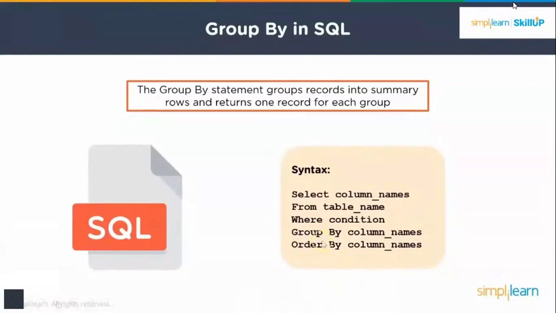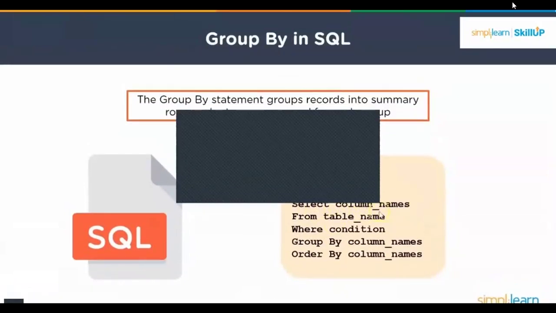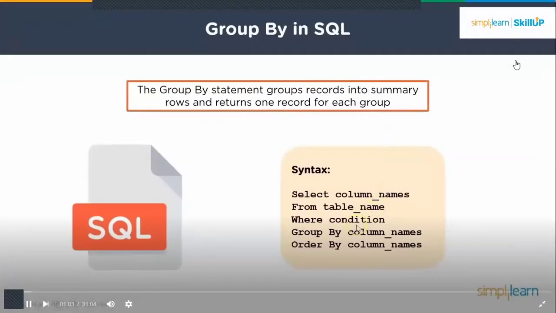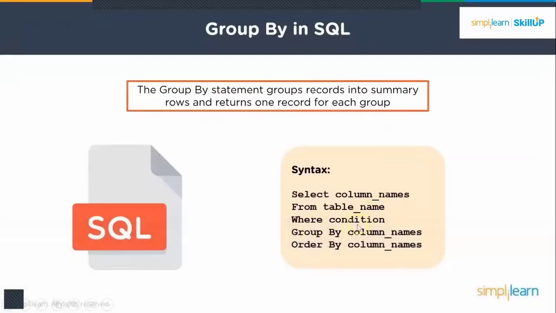Now below, you can see the syntax of group by. First we have the select statement, followed by the column names that we want to select. Then from, we have the table name, followed by the where condition, and next we have the group by clause, and here we include the column names. Finally, we have the order by and the column names.